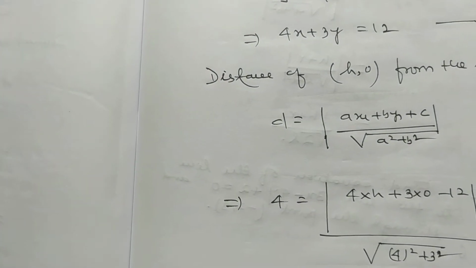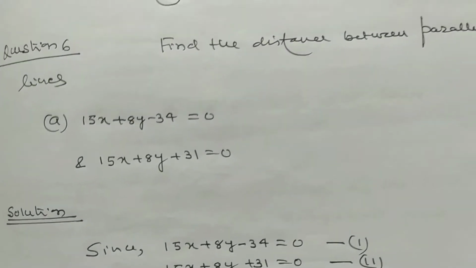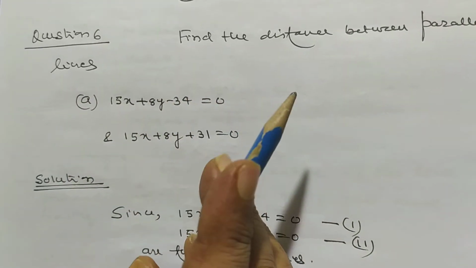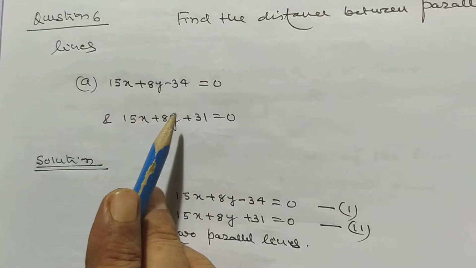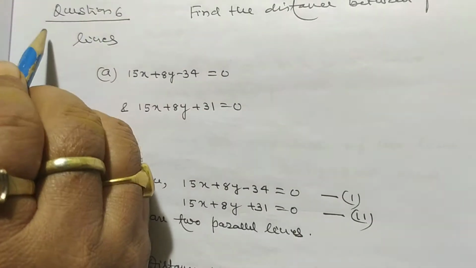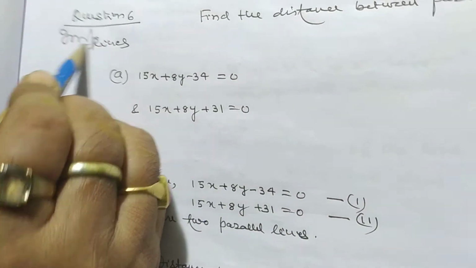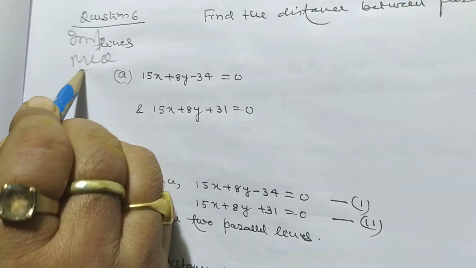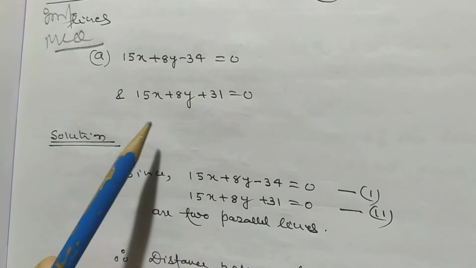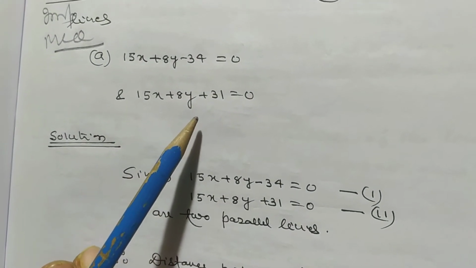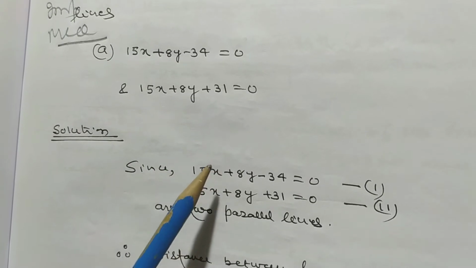Now we want to solve the next problem. So my dear students, problem number 16. Find the distance between two parallel lines. This is very, very important for MCQ types of questions. Important for MCQ. 15x plus 8y minus 34 is equal to 0, and 15x plus 8y plus 31 is equal to 0.